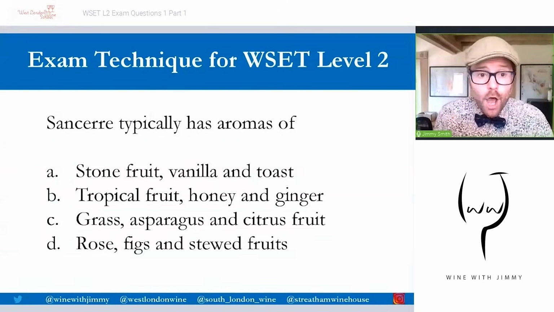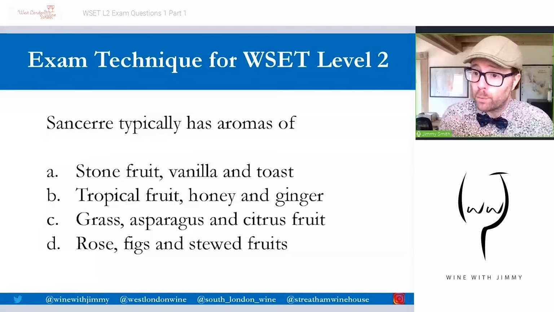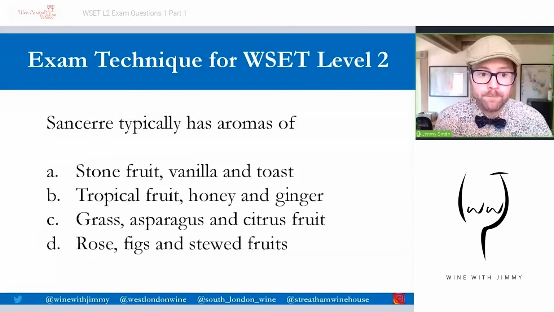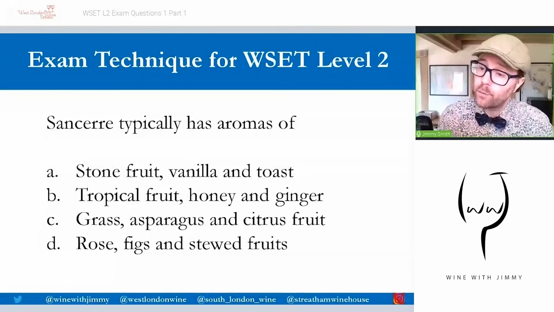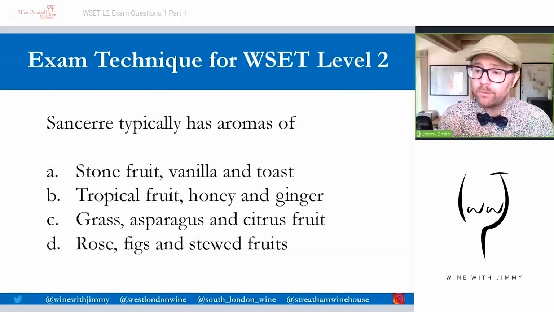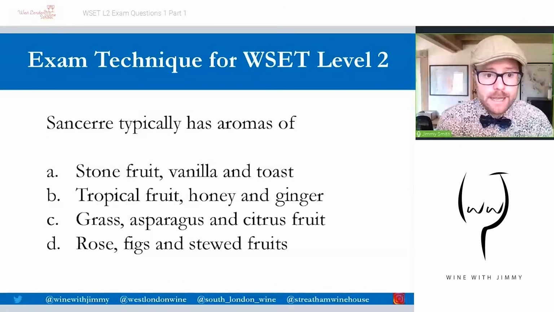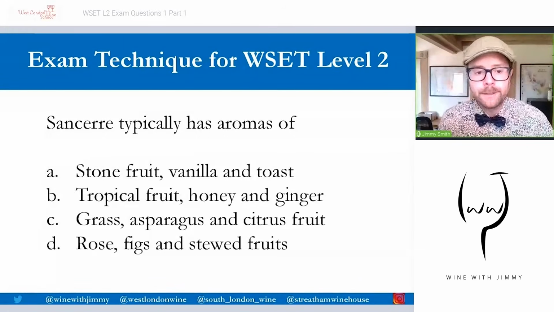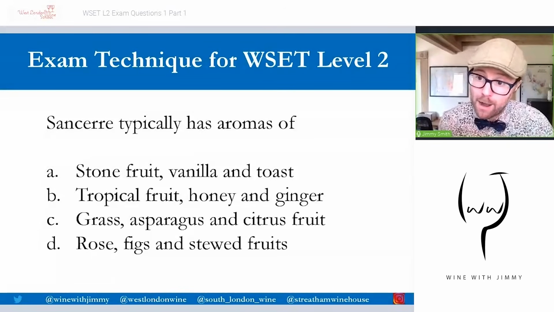So here we go. These are multiple choice questions, and in the examination you will have 50 of them. With these multiple choice questions, there are 4 answers, of which only 1 is the correct answer. So typically it's like this. Here you'll see: Sancerre typically has aromas of. So you are required to know some fundamental things around Sancerre.